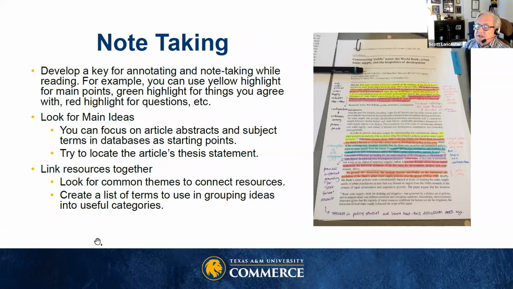And link resources together. Look for common themes to connect resources. Especially if it's the theoretical type of research, you'll want to understand how one author is connecting to another author, and how two articles then are interfacing with each other. Create a list of terms to use in grouping ideas into useful categories, because you're going to have to start thinking about how you're going to organize the writing that you're going to do, how you're going to put together all these ideas that you've pulled from these articles.